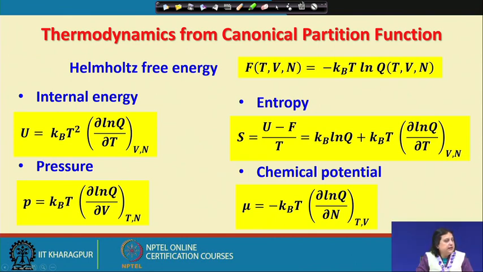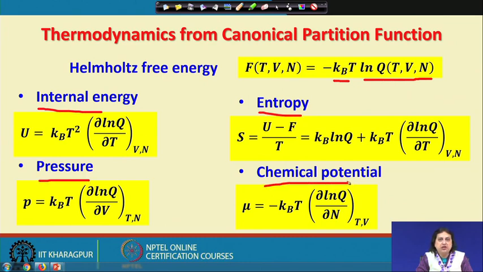So, we have said that the Helmholtz free energy is nothing but negative of kT multiplied by the natural logarithm of Q, that is, ln Q(T, V, N). And using this definition, we can find out the internal energy, the pressure, the entropy and the chemical potential, and we have discussed each of these equations in our earlier lectures.